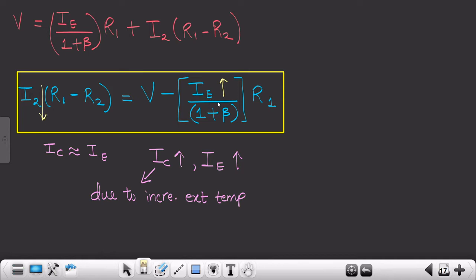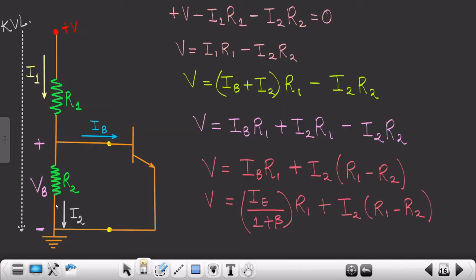If you could see very clearly, if your IE is increasing, your I2 is decreasing at the same time, right? Now you will tell me, okay, that's fine, I understood this particular point as well, but what will happen if I2 is decreased? My dear student, see over here, if I2 is decreased, that means your VB at this particular voltage also decreases. That means if VB decreases, your IB also decreases.